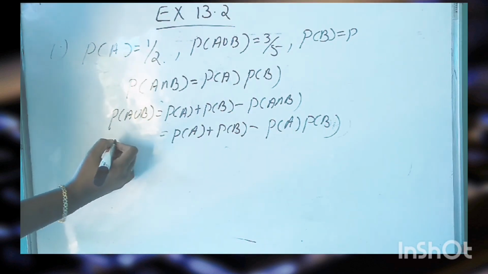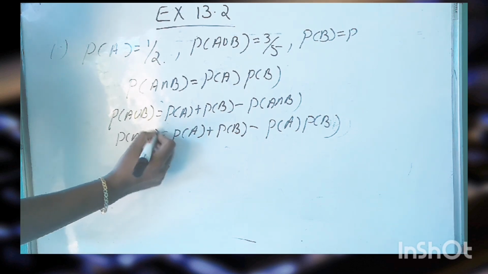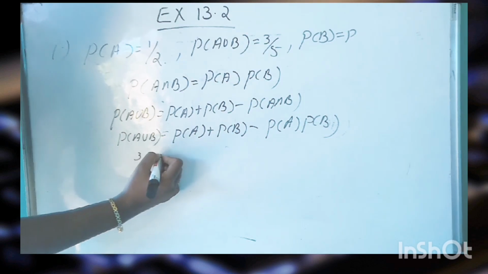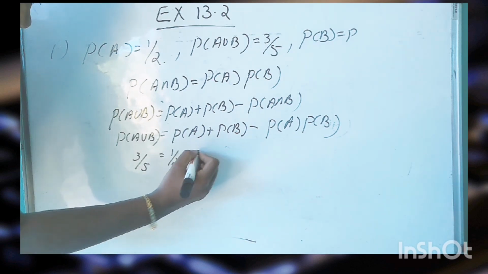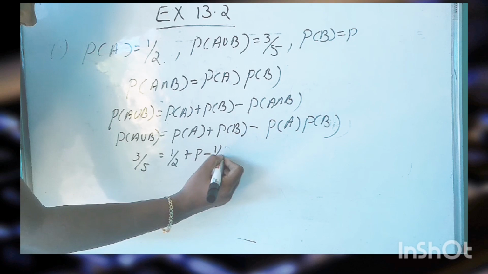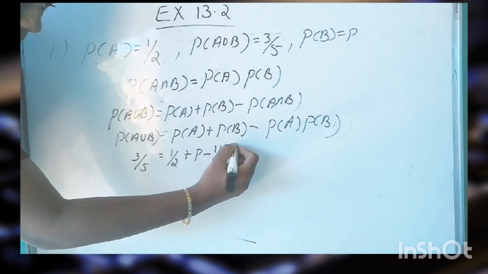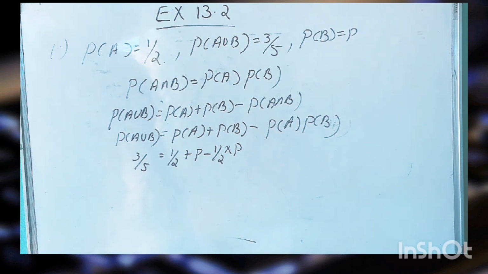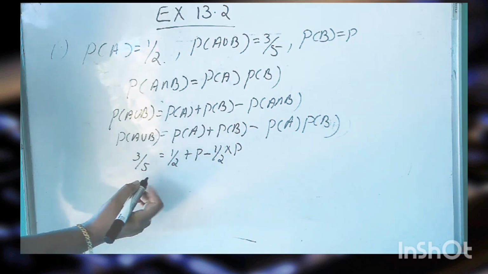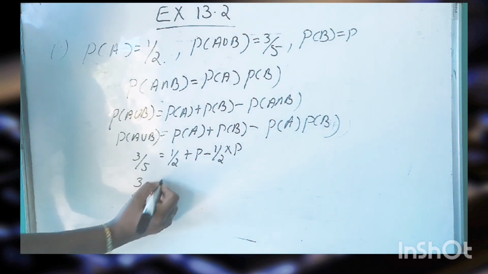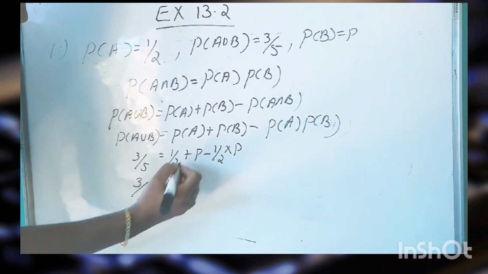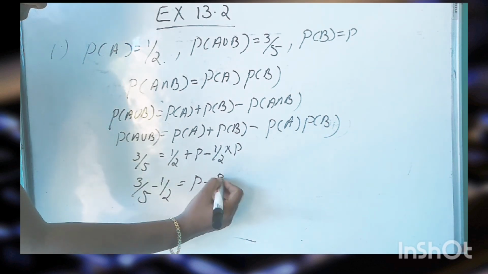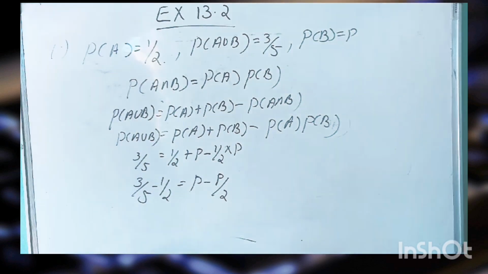Now just substitute the given values. P of A union B, that is 3 by 5, is equal to 1 by 2 plus P minus 1 by 2 into P. Now take this 1 by 2 to the LHS. That is 3 by 5 minus 1 by 2 is equal to P minus P by 2.